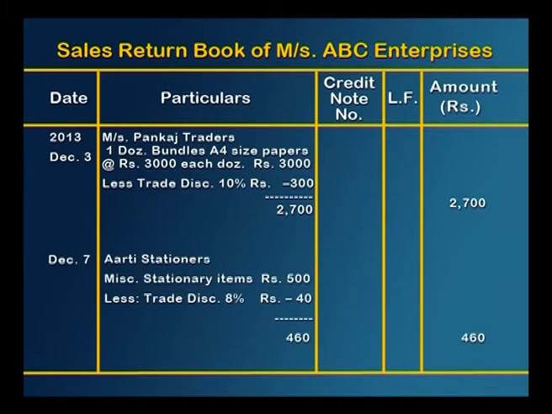Likewise, the second transaction is Aarti Stationers and the details of the items are miscellaneous stationery items of 500 rupees reduced for trade discount of 8%, that makes 40 rupees. So, 500 minus 40, 460 is shown in the amount column. This is how transactions are recorded in the sales return book of any organization.